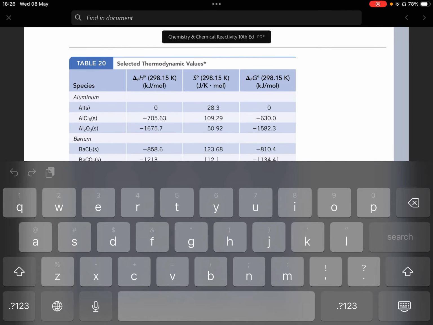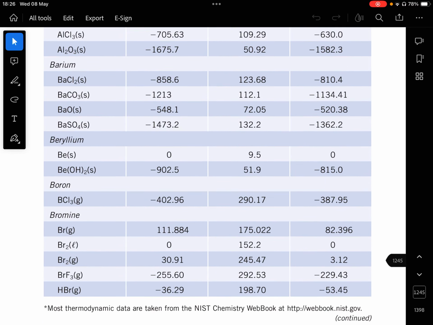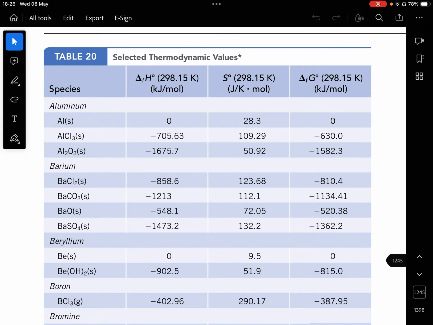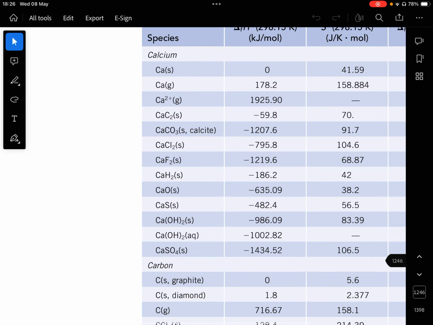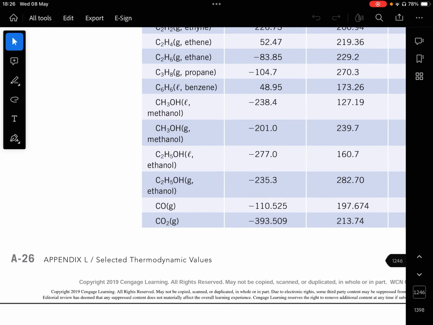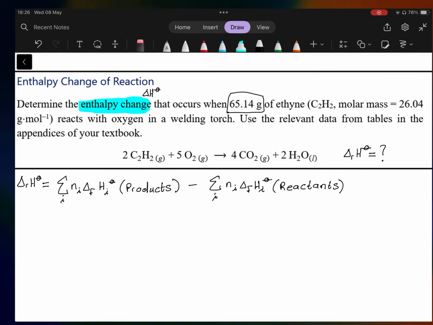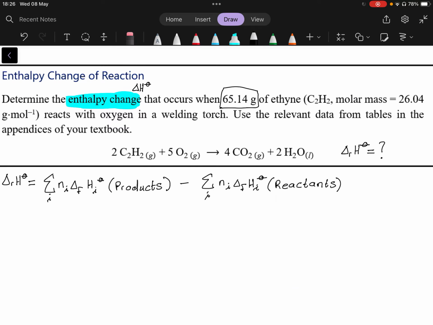So where do we get those values? We get them in a table. You can look them up on the NIST library as well as in your textbook. So you can look through these tables. Let's say, for example, we're going to work with CO2. You can find CO2 and you see its formation enthalpy is minus 393.509 kilojoule per mole. So that's what we're going to be using.